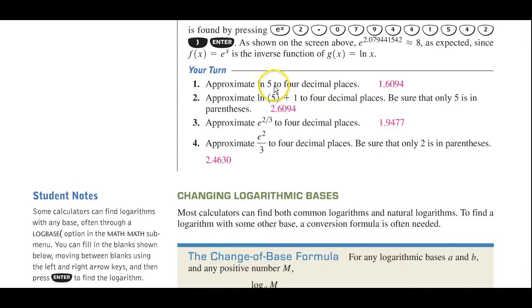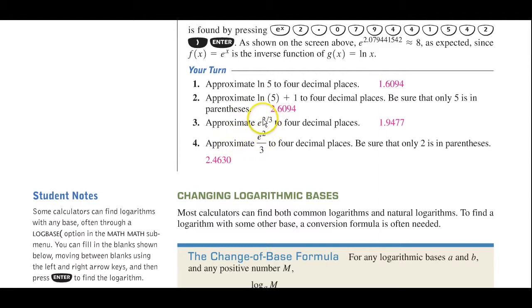Notice that once you find this, +1 just adds 1 to this. And again, putting it in just like that, where you put E, and some of your calculators will have the letter E on there as well. But again, that's just the natural log of this.